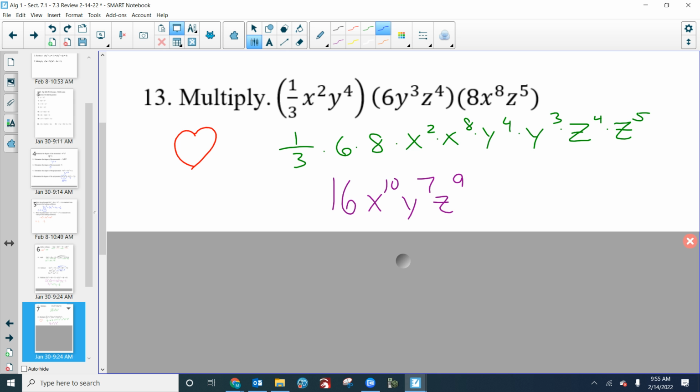Where did the x come from? For the x, when you have common bases, you add their exponents. They're not being added, they're being multiplied. Is this not in standard form? Oh, no, it's not. There's no standard form here. There's only one term.